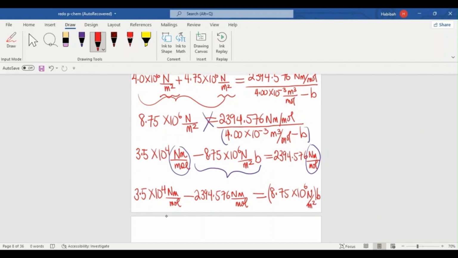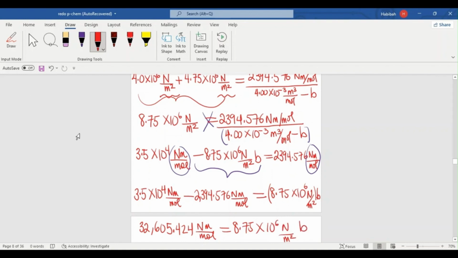So of course, when you do this, you end up with 32,605. By the way, this is 3.5 times 10 to the power of 4, minus 2,394.576. So it's basically 35,000 minus 2,394.576. So you're just going to end up with 32,605.424 Newton meter per mole, equal to this information here, 8.75 times 10 to the power of 6 Newton per meter squared, B.